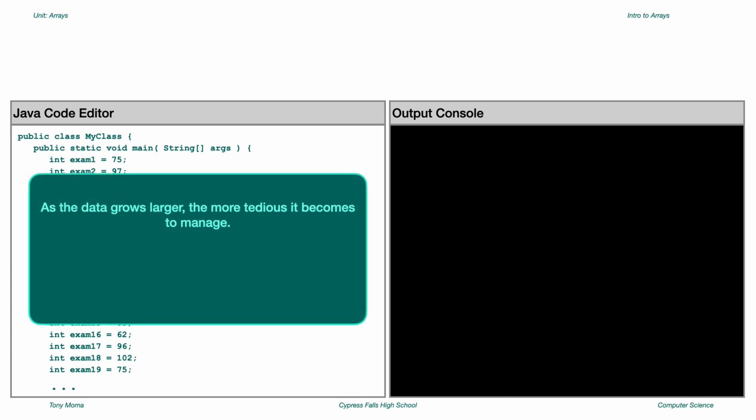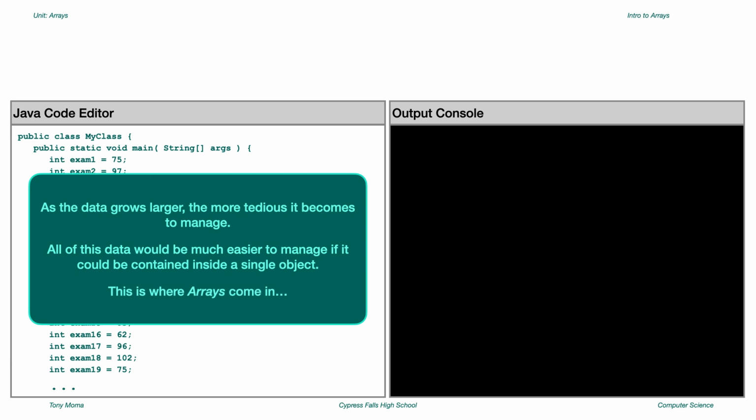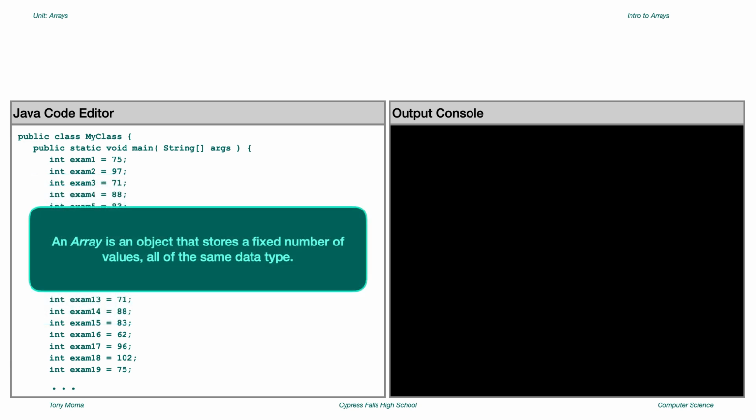As you can see, as the data grows larger, the more tedious it becomes to manage. And the more tedious programs become, the more prone to mistakes they become. All of this data would be much easier to manage if it could be contained inside a single object. This is where arrays come in. An array is an object that stores a fixed number of values, all of the same data type.